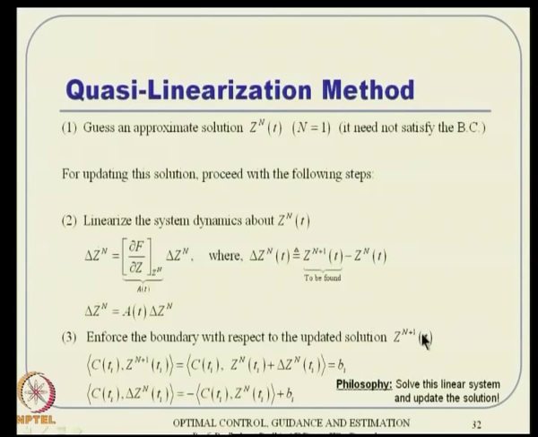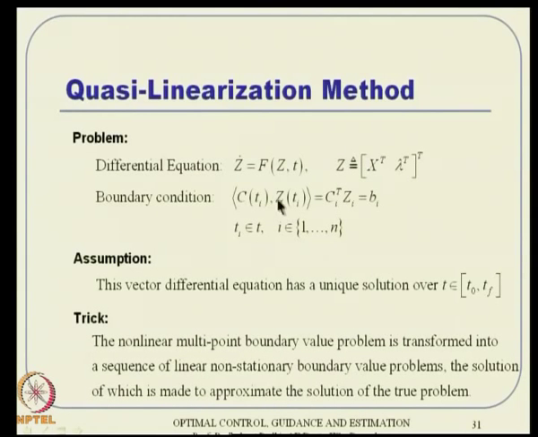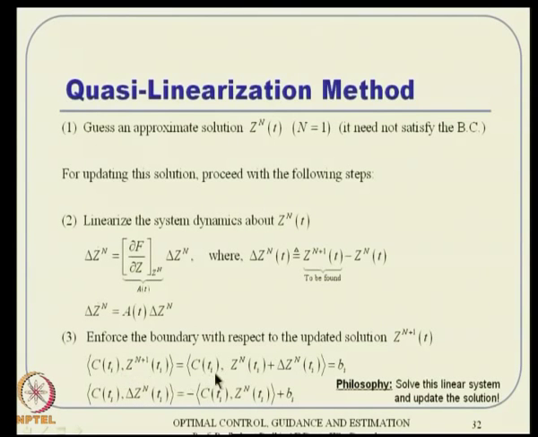Remember, the guess solution need not satisfy it, but while we update the solution, our aim is that we should update it in such a way that the updated solution satisfies the boundary condition actually. So, how do you do that? Remember, this is the boundary condition. In this boundary condition I will substitute z n plus 1 here, and then I will see, okay, the inner product of C of t I and z n plus 1 at t I has to be equal to b I, that is the condition. But now z n plus 1 I can divide into these two, because by definition it is like this.